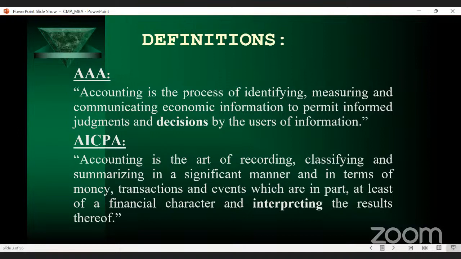So once we are interpreting the results, immediately we are communicating to various interested parties. Let's say you are an investor. What do you need? You need the income of the business. So immediately if it refers to the income statement or profit and loss account of the business, you can know what profit was earned by the business during the year. Okay, so this is how it works. This is all about the definition given by the American Accounting Association as well as the American Institute of Certified Public Accountants. So this is all about accounting.